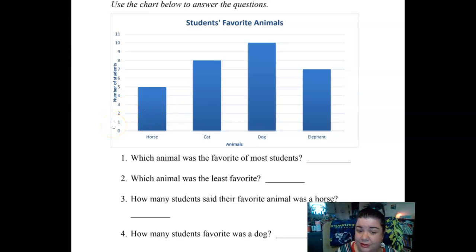What's your favorite animal? Mine would be the dog. I love dogs. I have 2 dogs. Do you have any pets?